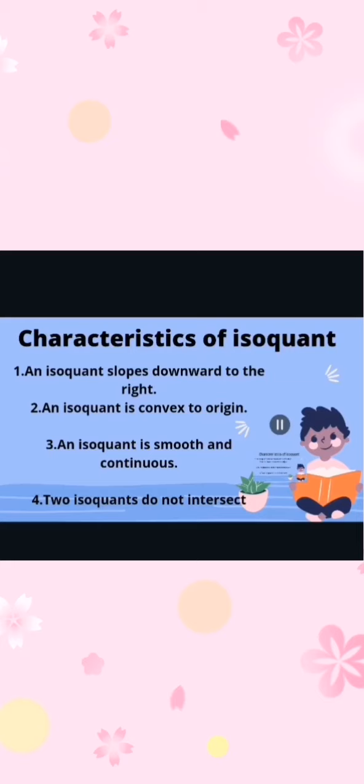Second, an isoquant is convex to the origin. This is because of the operation of the principle of diminishing marginal rate of technical substitution, or MRTS. MRTS is the rate at which a marginal unit of an input can be substituted for another input, making the level of output remain the same. Third, an isoquant is smooth and continuous. Last, two isoquants do not intersect.